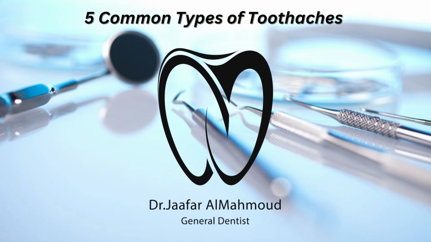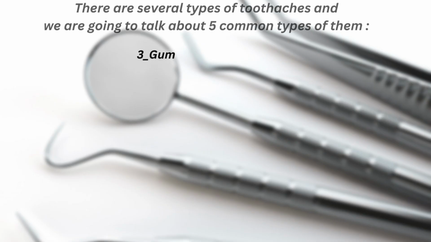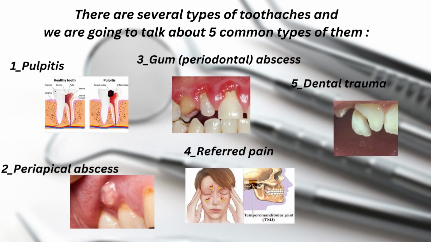5 common types of toothaches. There are several types of toothaches and we are going to talk about 5 common types of them. Number 1, pulpitis. Number 2, periapical abscess. Number 3, gum or periodontal abscess. Number 4, referred pain. And number 5, dental trauma.